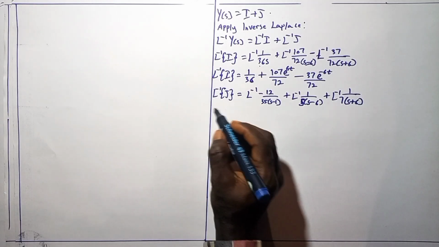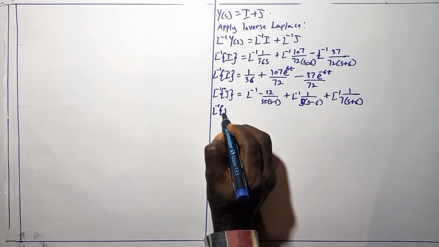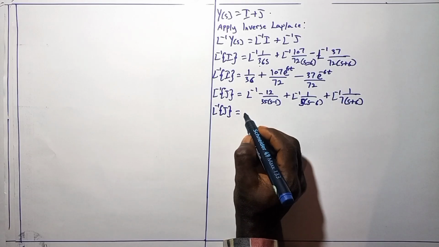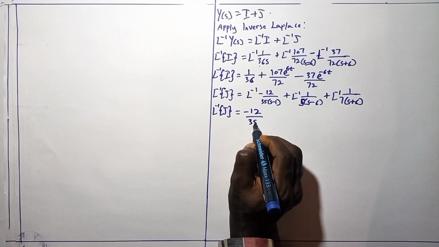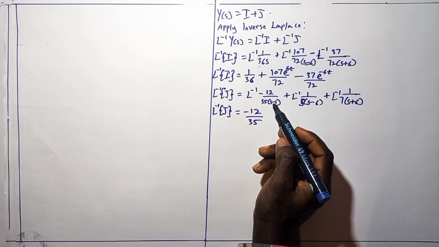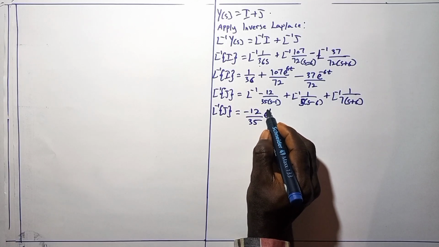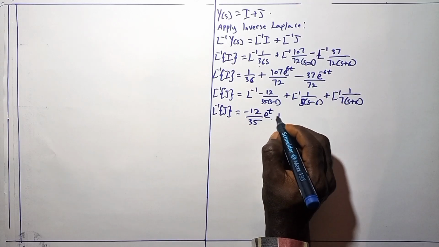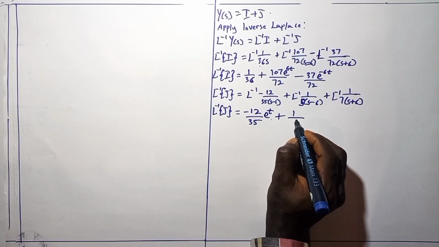So now this will give us, taking this constant out, minus 12 over 35. Then inverse Laplace of 1 over s minus 1. That will give us exponential 1t, so I'm going to write it as exponential t. For this as well, take the 1 over 5 out, it is a constant.